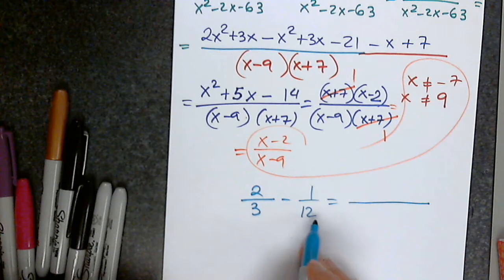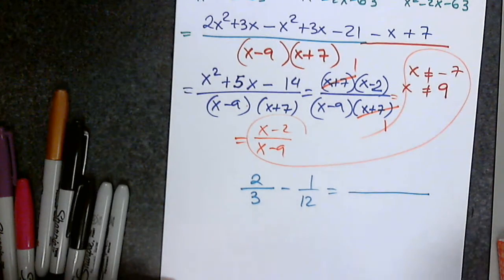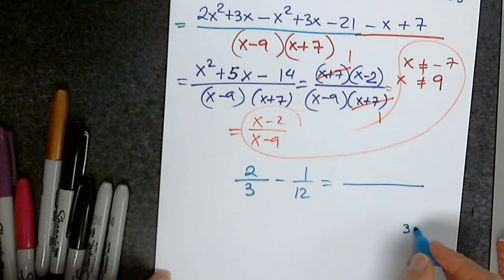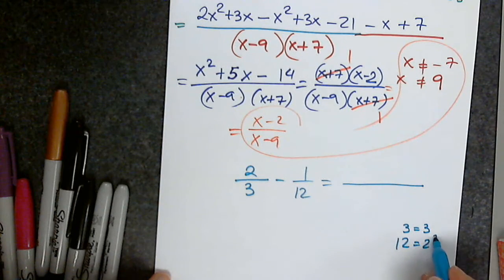Yes, I agree. When one is a divisor of the other, then it's definitely 12. But here's how I do it. 3 is 3 in prime numbers. 12 is 2 squared times 3 in prime numbers.